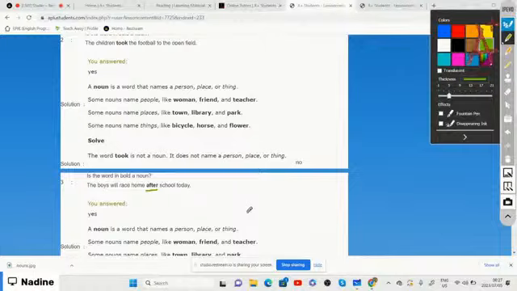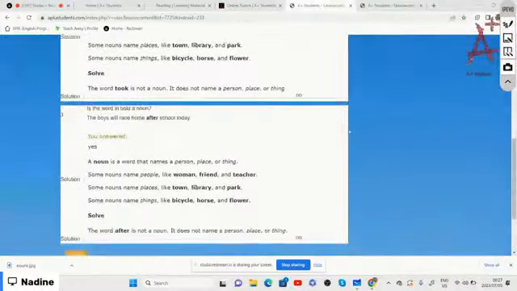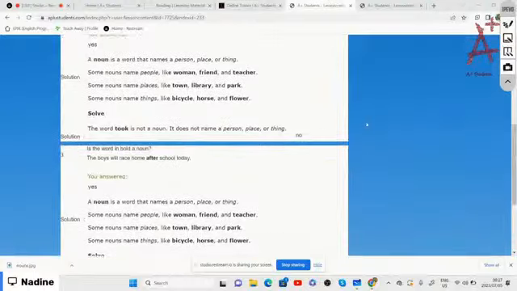All right, so if you said no, then that is correct, right? Because after is not a noun. It does not name a person, a place, or a thing. So well done to those who said no, it is not a noun. It does not name a person, does not name a place, and does not name a thing, right?